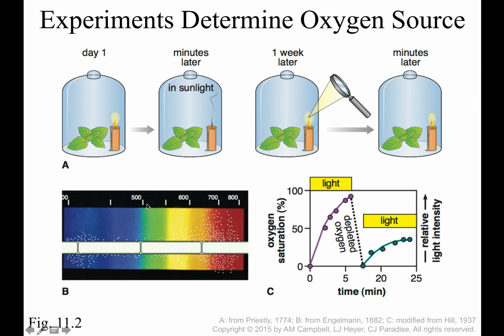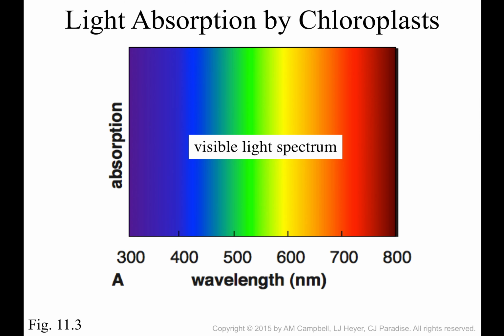So early experiments, over 200 years ago, knew that plants were giving off something that candles needed to burn, and that was oxygen. And then later experiments showed that different wavelengths of light were not equally good at allowing the plant to produce oxygen, and that more light led to more oxygen production in plants.